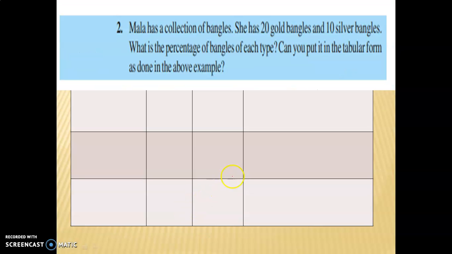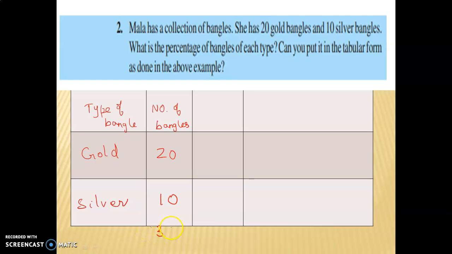Okay, children. Now, similarly, you have to complete this table. Mala has a collection of bangles. Type of bangle. She has 20 gold bangles. Gold bangles, 20. I can say number of bangles. How many silver bangles? 10 silver bangles. Total how much? 30. Then you have to fill in this column.